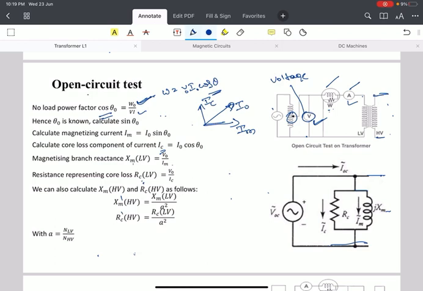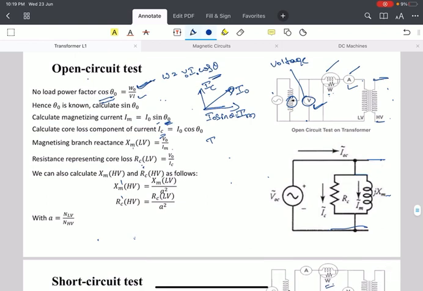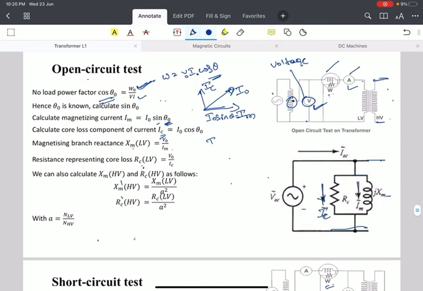So we will get theta. We will find out theta naught from here. So I naught sin theta is equal to Im, and I naught cos theta is equal to Ic, from which we can find out the copper loss component and the magnetizing component of the current. As you can see here, this Ic, which is a resistive current flowing through the resistive component, can be found out, and Im, which is a magnetizing component, can be found out.